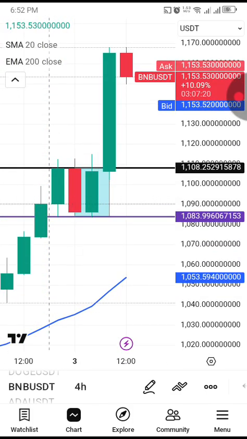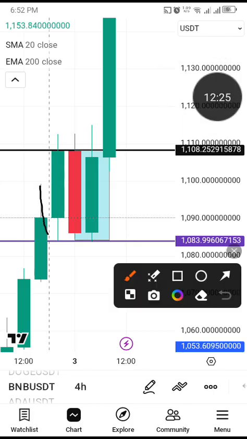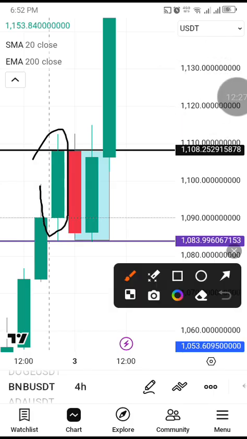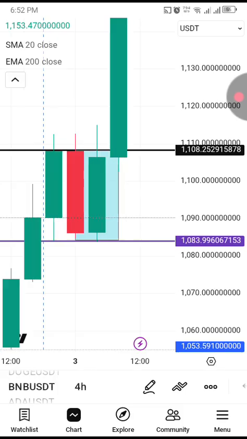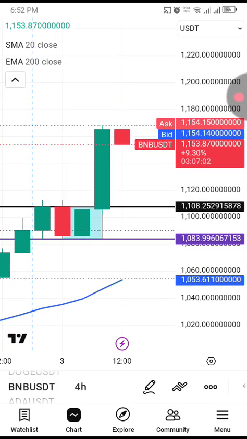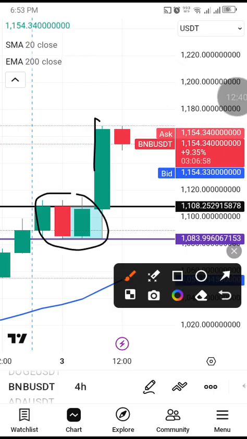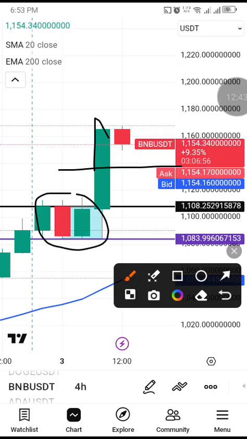I had marked this 4 hour candle that you are seeing, this one. This is the one that I had marked. You mark at the highest and the opening. Watch all the videos. So here, you can see there is a breakout after this consolidation. So the market is coming back inside.